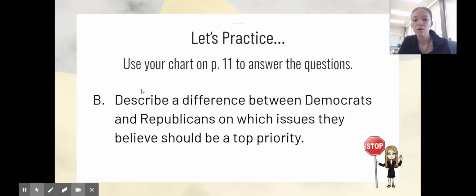Okay. Now, part B is to describe a difference between Democrats and Republicans on which issues they believe should be a top priority. So just like last time, pause this video, look at your chart, answer part B on your page 11, and then when you're ready, resume the video.